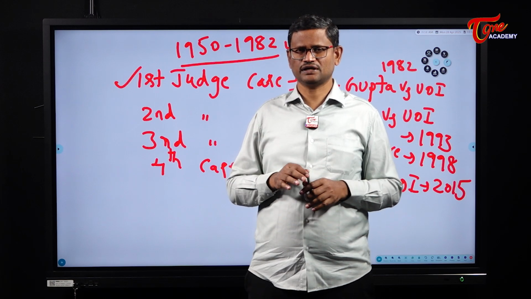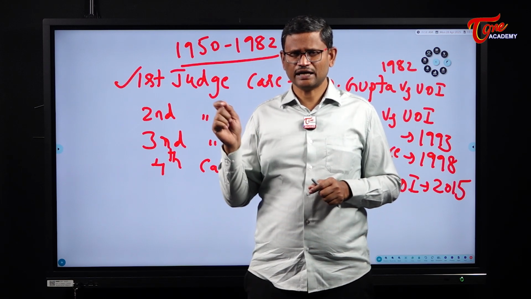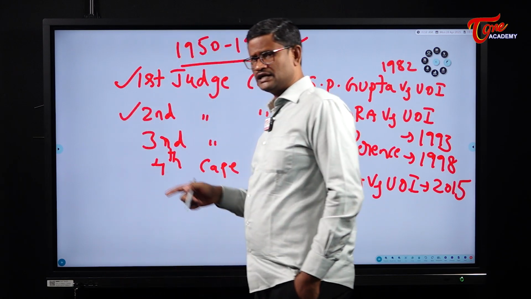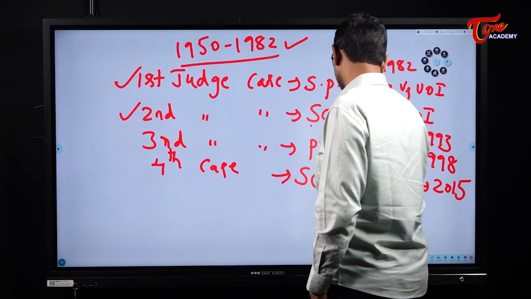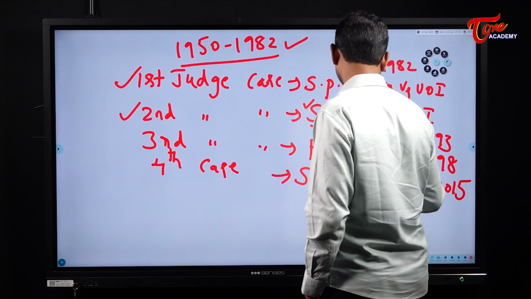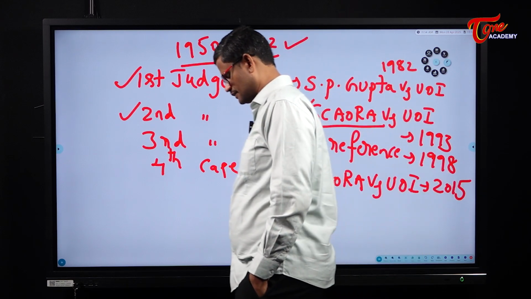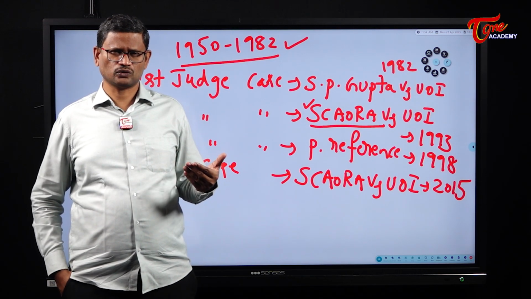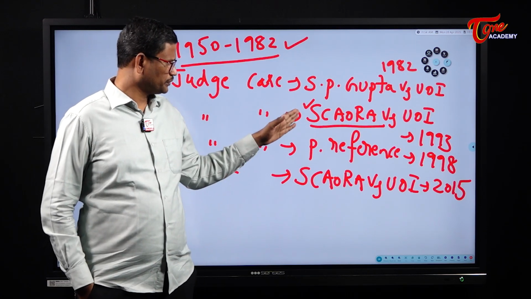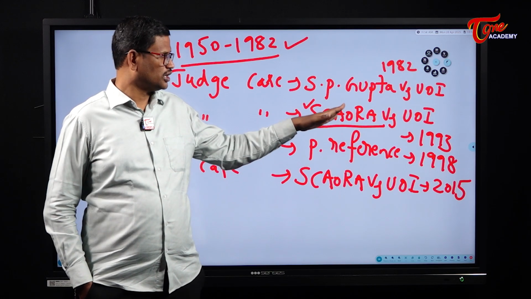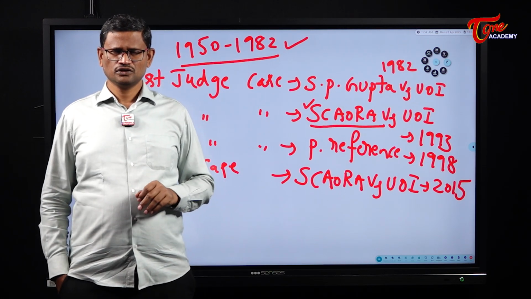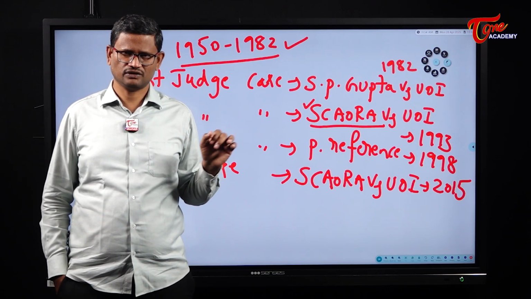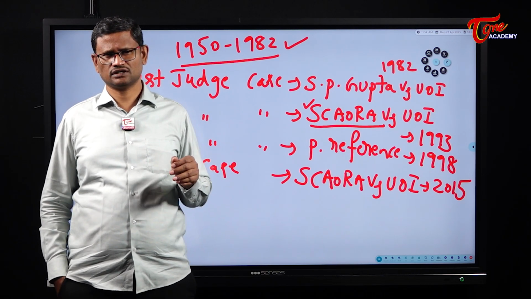Because of this experience, the matter went again before the Supreme Court in one more case, the second judge case. The second judge case is also called Supreme Court Advocates on Record Association versus Union of India, 1993. All the practicing advocates on record in the Supreme Court filed this case. That's why it is called Supreme Court Advocates on Record Association versus Union of India. This case was decided in 1993 by a 9-judge bench by a 7:2 majority. And what is the decision?